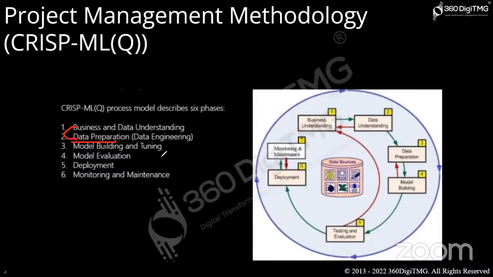For that, we will have the data preparation. That is the second phase of the CRISP-ML(Q) method. In that, we will be doing the data preparation, so we'll be cleaning the whole data, and then we'll be supplying the data to the model. Once the data preparation is done, we will be supplying this data to the model building.